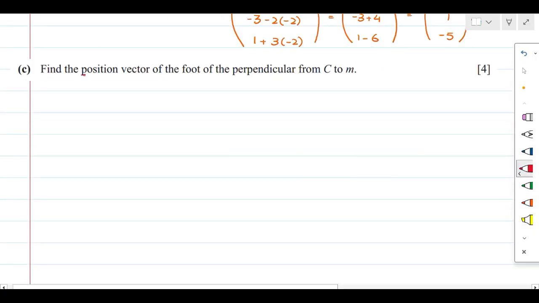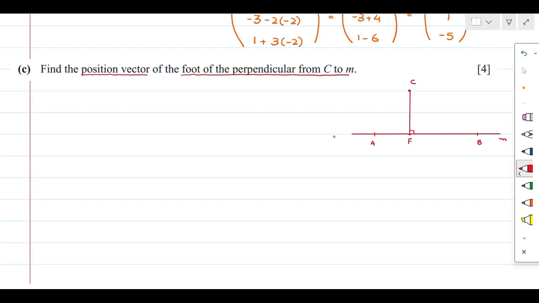Now for part C, find the position vector of the foot of the perpendicular from C to M. Okay, so what is M? As we know, M is the line which passes through the points A and B. Let's say this is a line M which passes through the point A and the point B. Let's say there is a point C over here, right? The perpendicular from C to M, the perpendicular foot. So this point is your foot. We have to label it as F. We need to figure out the position vector of this point, OF, right?